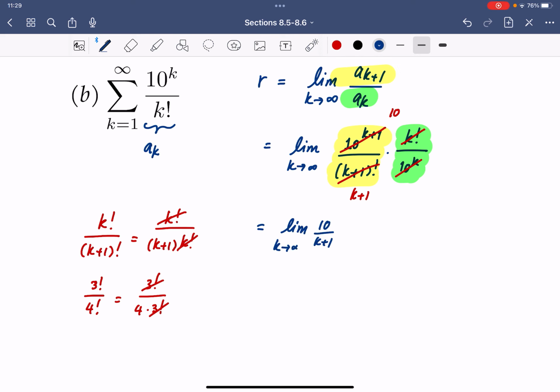k goes to infinity. This is actually 0, less than 1 as well. So the series is convergent by the ratio test. Converge by the ratio test.